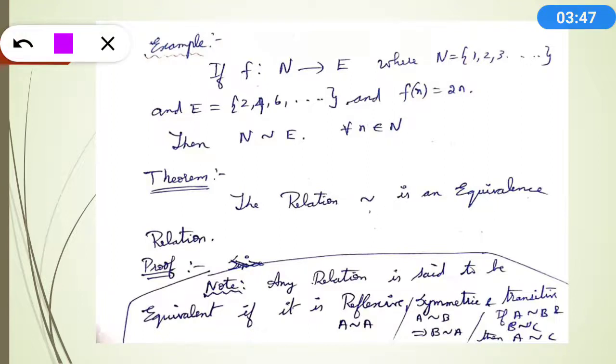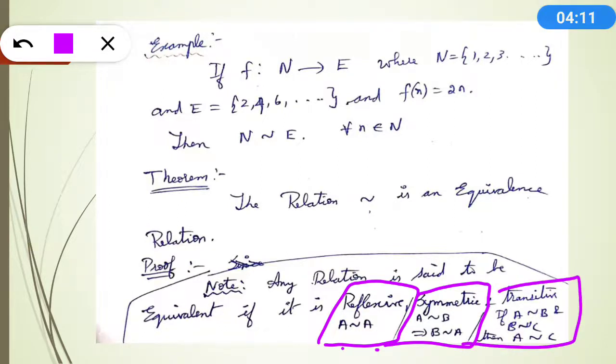A relation is said to be an equivalence relation if it is reflexive. Reflexive means it has to be related to itself. Suppose A is a set, A must be related to itself. Then I can say it is reflexive. It is symmetric if A is related to B, then the reverse must hold good, that is, B must relate to A. And the third one is transitive. That means if A is related to B and B is related to C, we have to show that A is related to C. And we know that this tilde is an equivalence relation, and this tilde is true only when the function is one-to-one and onto.